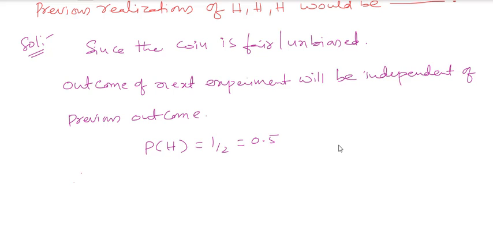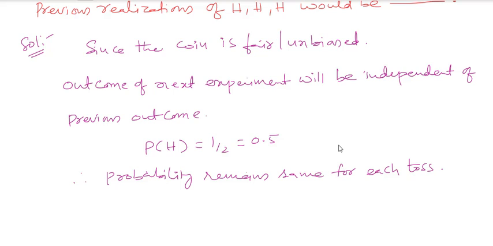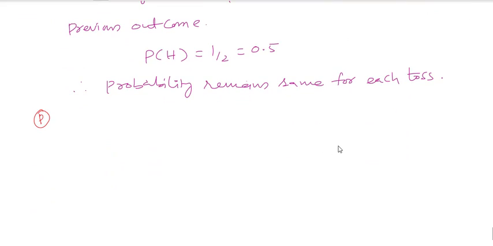Yes or no? So that means the probability remains the same for each toss, because this is a fair coin or unbiased toss. Am I right or not? So probability will remain the same for each toss. Clear with my point? Getting what I'm saying? Yeah, that is how you people will do it. Right? So the answer is 0.5.